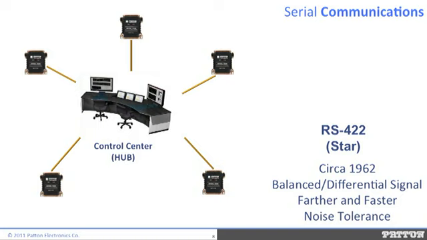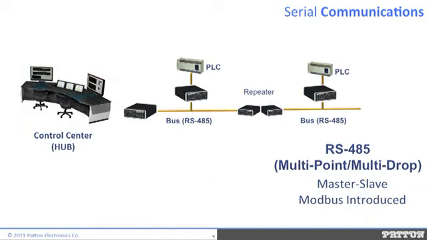Now, the limitation is that RS-422 has only one driver or transmitter, but it supports up to 10 receivers with a twisted pair connection, also known as a 4-wire connection. RS-485. To overcome the limitations of RS-422, the Electronic Industries Alliance, EIA, introduced the RS-485. It can support from 32 to 256 devices, and it has a real master-slave electrical configuration.